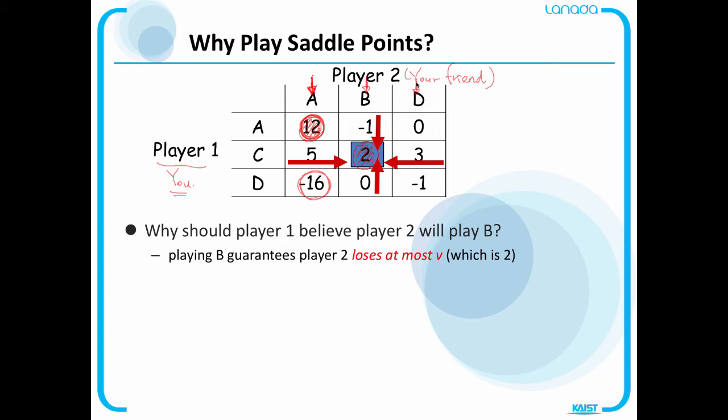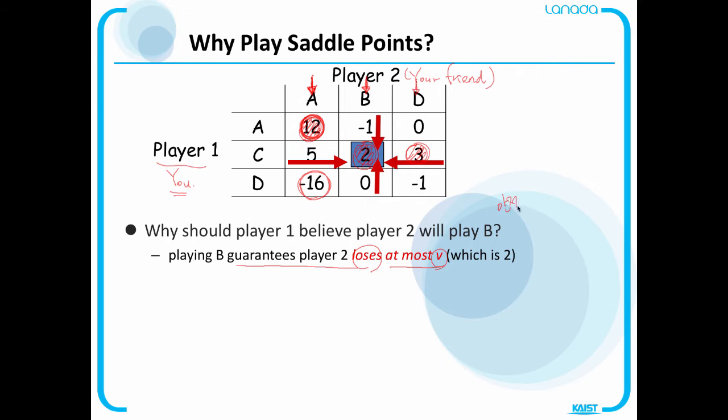What happens if player 2 chooses D? The maximum loss will be 3. So player 1 believes that player 2 will experience the maximum loss of 12 if she chooses A, the maximum loss of 2 if she chooses B, and the maximum loss of 3 if she chooses D. Then player 1 believes that player 2 will choose the worst-case safety rule, and choose B, and that actually guarantees the loss is at most V.